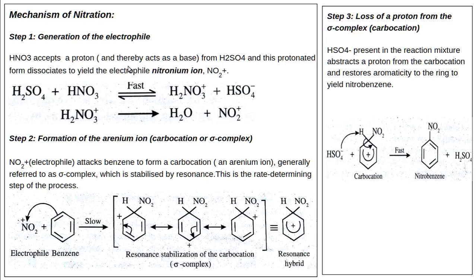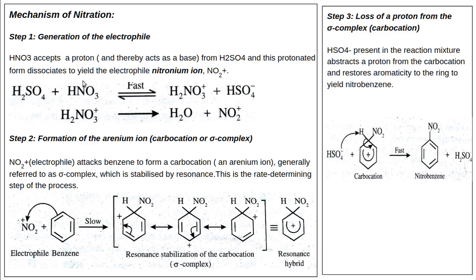We know that the nitration reaction involves a mixture of nitric acid and sulfuric acid. Here sulfuric acid acts as an acid and HNO3 acts as a base. HNO3 accepts a proton from sulfuric acid, and this protonated form dissociates to yield the electrophile, the nitronium ion NO2+. Sulfuric acid acts as an acid because it is a strong acid and it donates a proton to HNO3.